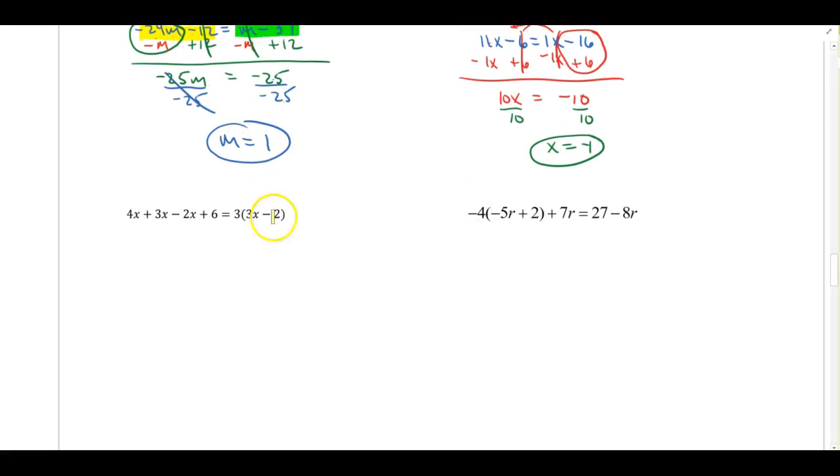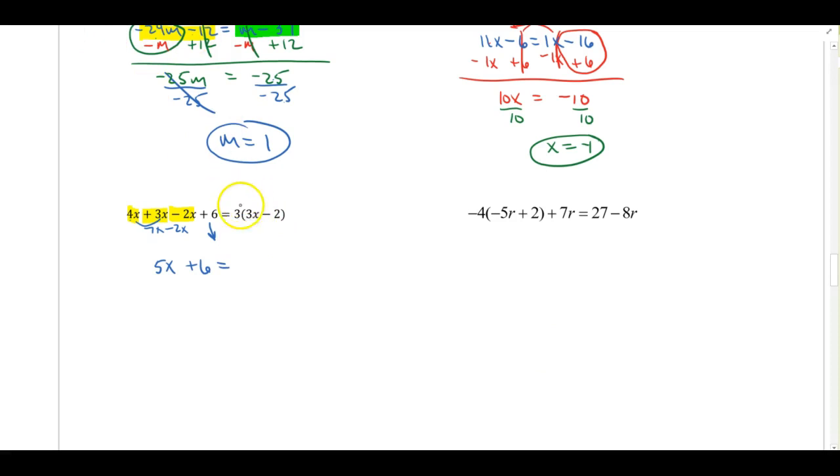Okay, so next example. I look. On the left side, I do have like terms to combine. 4x, 3x, and negative 2x can all be combined. 4x plus 3x is 7x, right? And 7x minus 2x will give me 5x. Bring down my plus 6 equals.